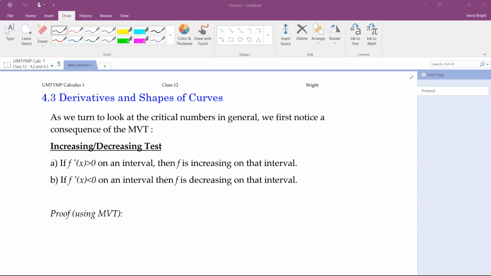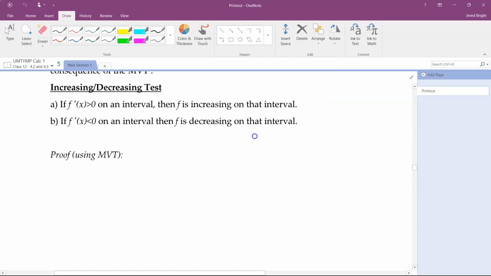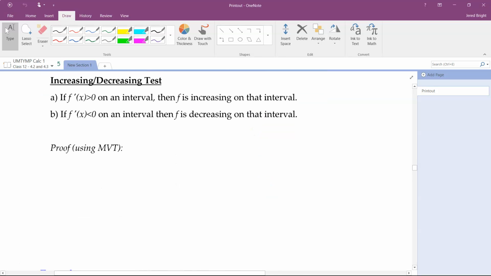We may remember that if the first derivative is positive, the function is increasing on that interval, and if it's negative, it's decreasing on that interval. We can actually prove this using the mean value theorem, so this could appear on a test. It's a nice little short proof that is kind of accessible.